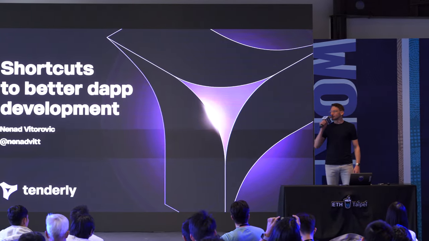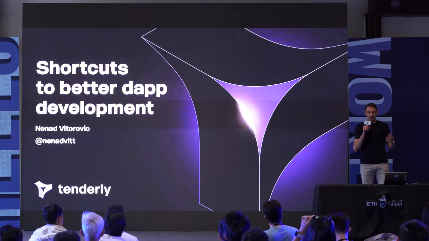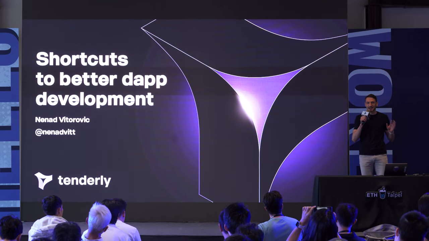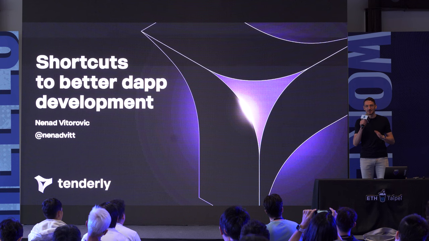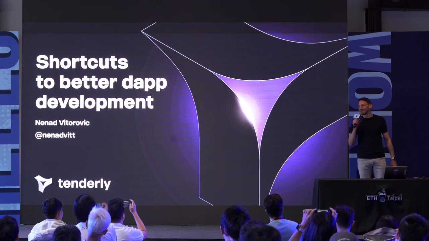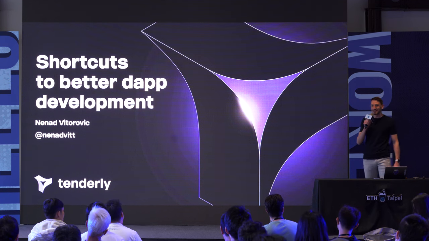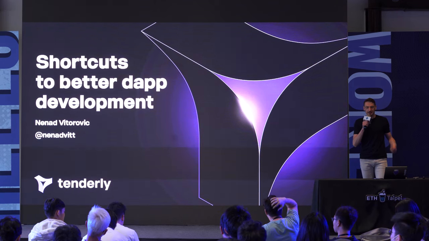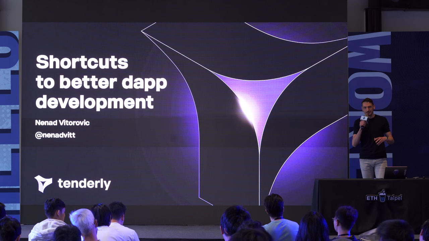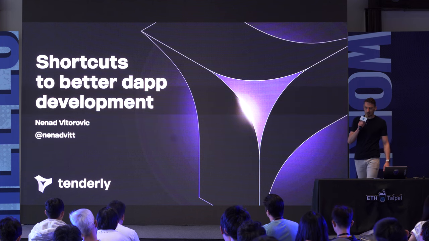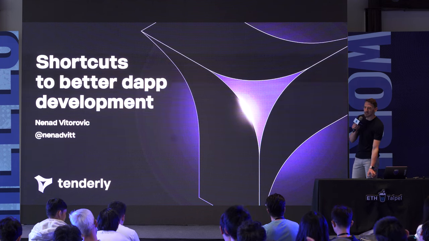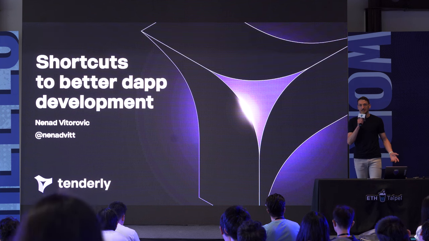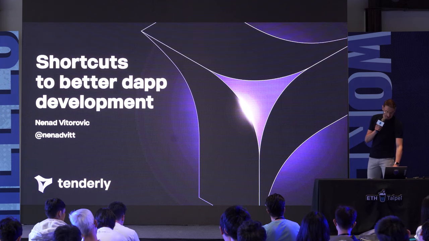And today I will talk about shortcuts to better Dapp development. But it's not top five GPT prompts that you can use to speed it up. It'll be less corner cutting, and we'll go into a discussion even about where do we see the problems that make Dapp development slow and hard, and how can we speed it up? In other words, where do we actually need innovation in this space?